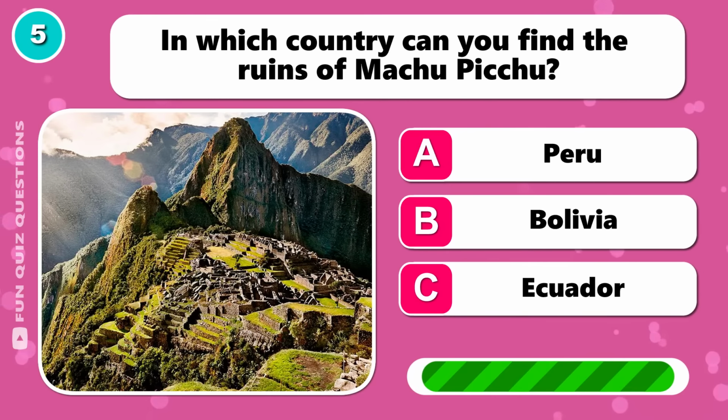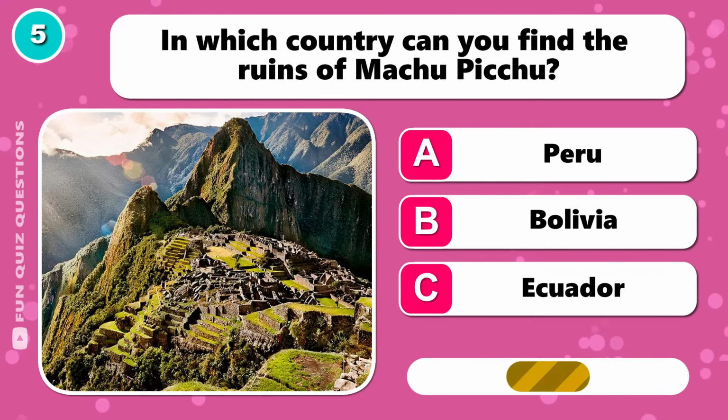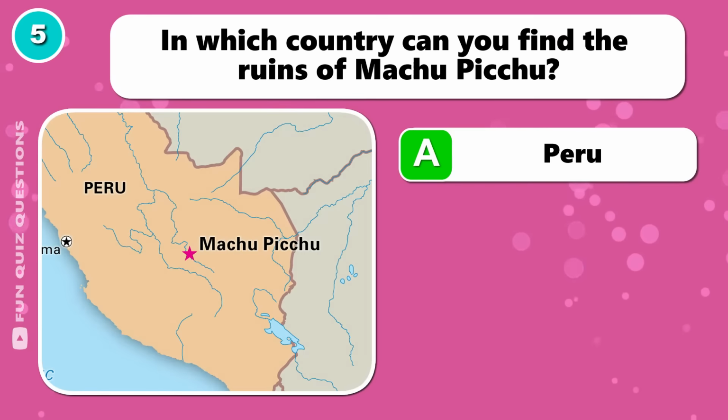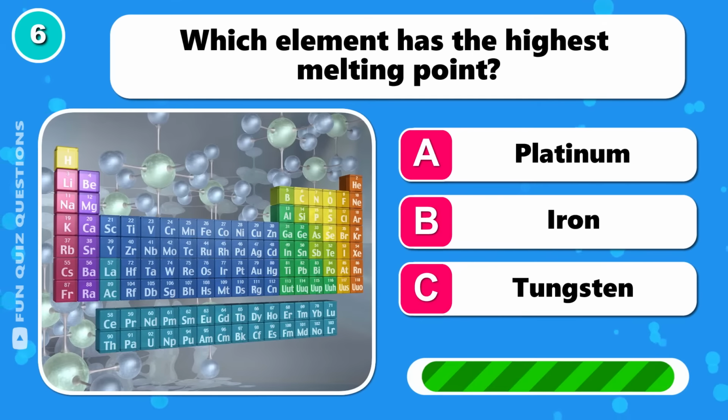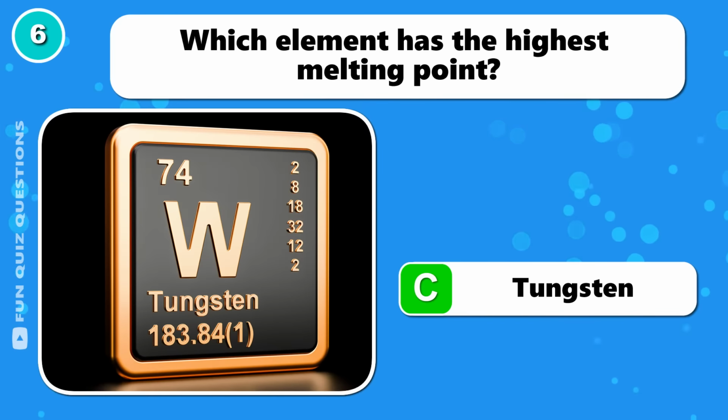In which country can you find the ruins of Machu Picchu? That's right, A, Peru. Which element has the highest melting point? Yeah, it's C, tungsten.